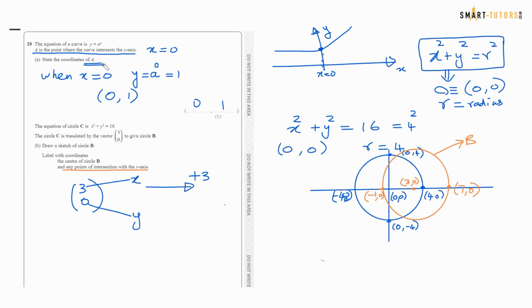They are only asking for any point of intersection with the x-axis. So those are the 3 points of intersection: 7, 0. The center point is 3, 0, and the other point of intersection is minus 1, 0. So that is the end of the 2017 paper 3.